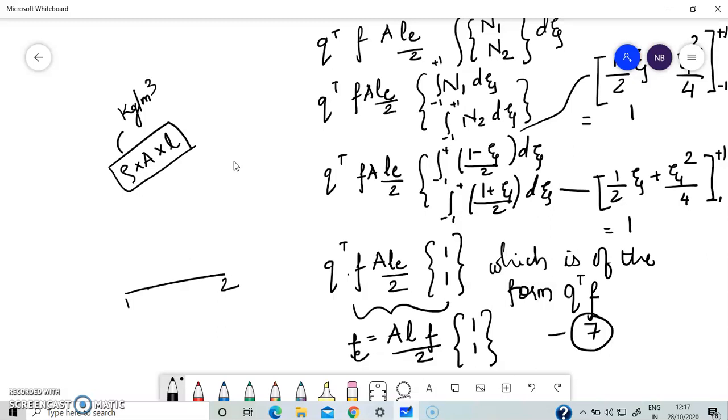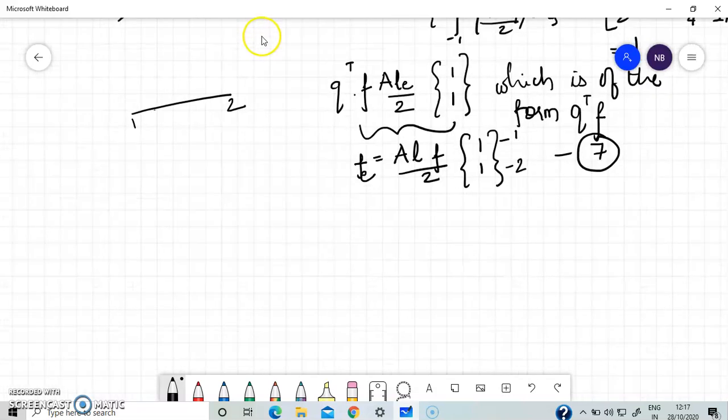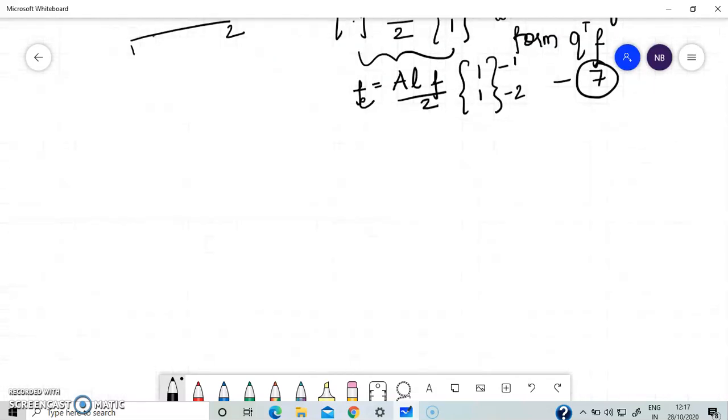Now we want it at 2 nodes, so we will divide this by 2. So this is what it stands for. A, L, F. F is the body force, which could be the density, divided by 2 and 1 and 1. So this is for node 1 and this is for node 2. So it is equally distributed to the 2 nodes of the bar element. So this was about the body force term.